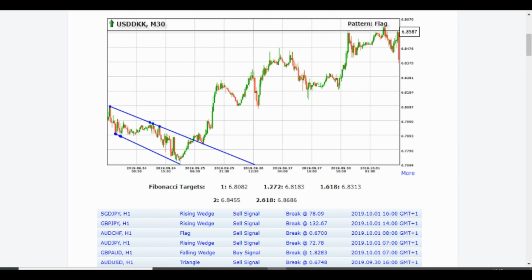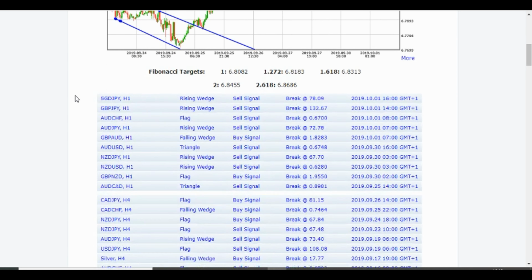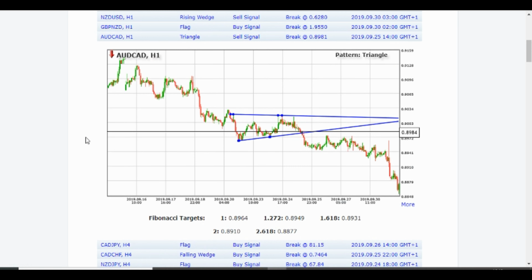Okay, let's jump to, let me see, the Australian dollar and the Canadian dollar on a 1 hour time frame. We have a triangle. A sell signal because we have a downtrend. The break at 0.8981, so was another good one. I put my take profit at level 1.618.